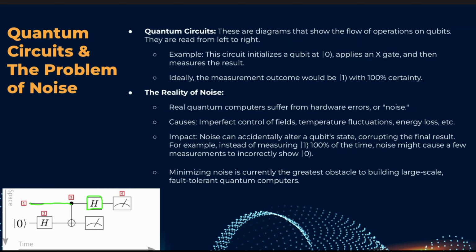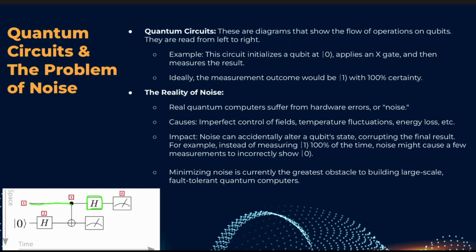An example of a quantum circuit is when the circuit initializes a qubit at 0, applies an X gate, and then measures a result. Now, ideally, the measurement outcome will be the 1 state with 100% certainty. However, the reality is that there is noise which can disrupt the outcome. Noise is a major challenge in quantum computing.